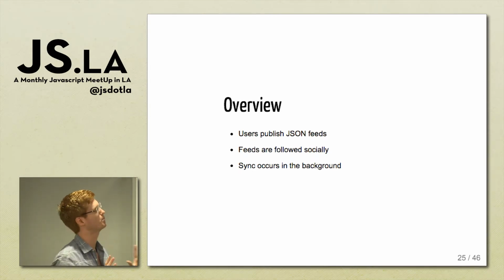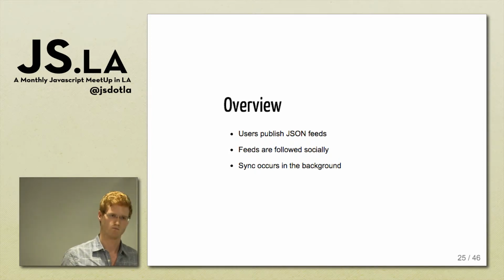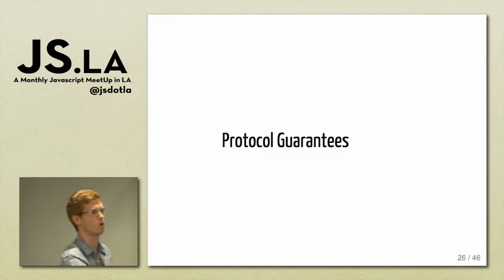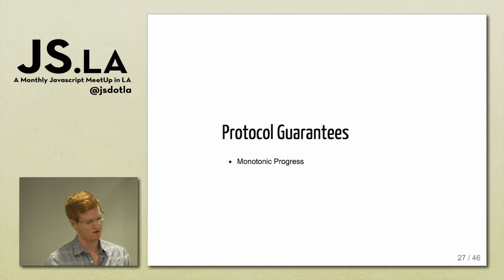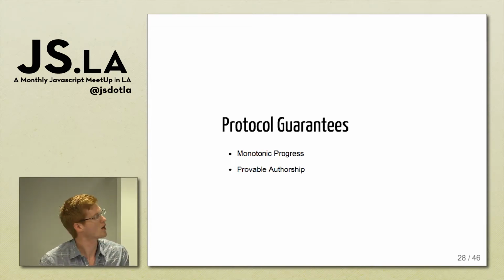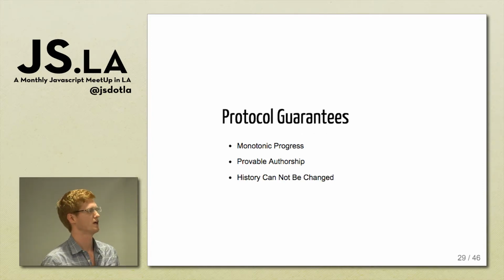So that's really the basics of this protocol. JSON feeds that the users publish. Feeds are followed socially. Synchronization occurs in the background. All right. So for this to work, we have to give a couple of guarantees on the protocol. Those guarantees are monotonic progress of the feeds, provable authorship of the messages, and that history of the feeds can never be changed. Okay?